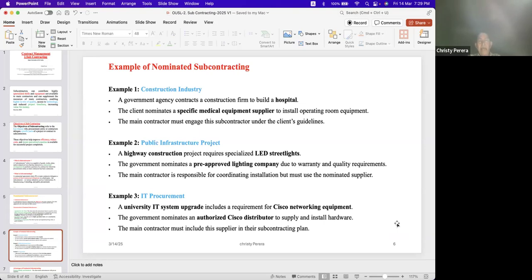Another example in IT procurement. I have taken a few more examples to help you understand this point. A university IT system upgrade includes a requirement for Cisco networking equipment. I think most of you have heard about Cisco.